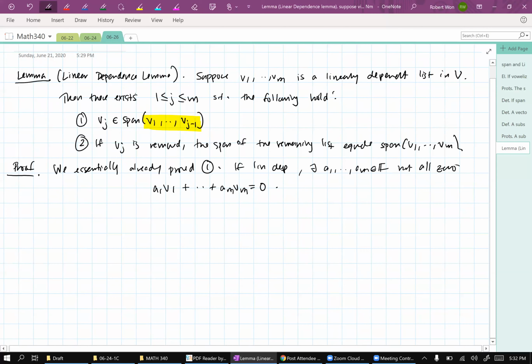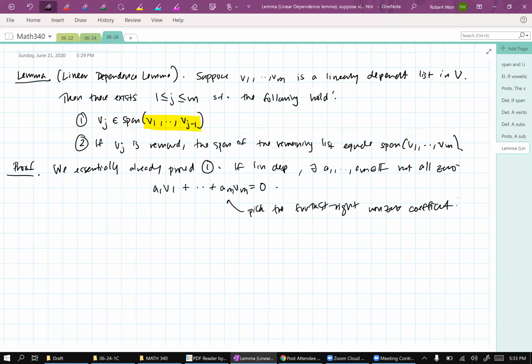What you do is you just take the largest thing that's non-zero, right? So you go as far right as possible where you have a non-zero coefficient. So pick the furthest right non-zero coefficient, right? So maybe am is 0, but am minus 1 isn't 0. And you just move it over to the other side and you divide by it, right? Because then it'll be in the span of all the ones before it, because for all the ones after it, the coefficient was 0 anyway.